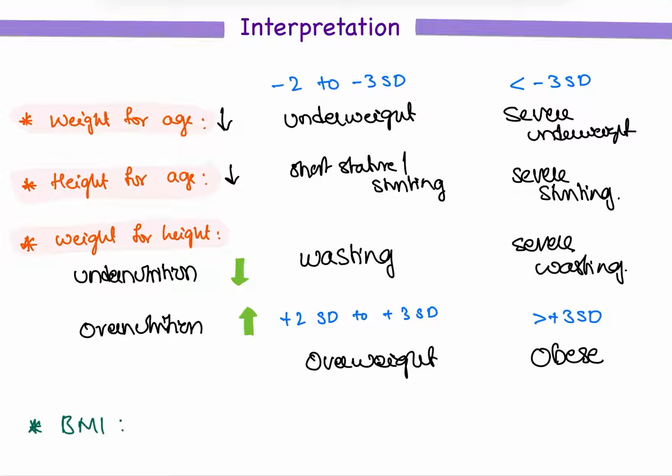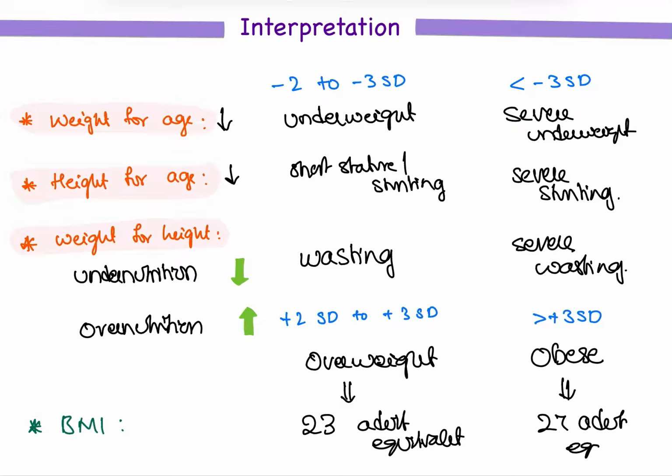According to BMI, the overweight category is equal to 23 adult equivalent and the obesity is 27 adult equivalent. Height for age decrease indicates chronic malnutrition, that is stunting. Decrease in weight for height indicates acute malnutrition, that is wasting.